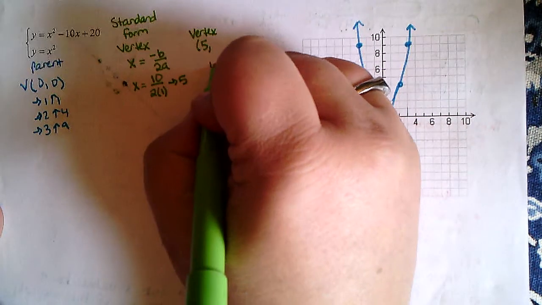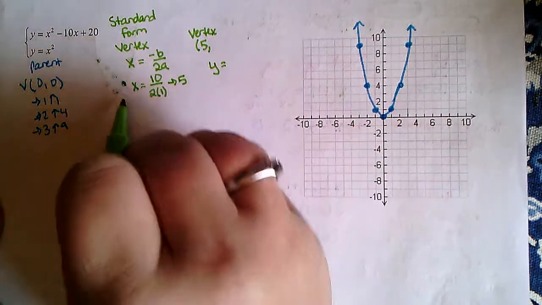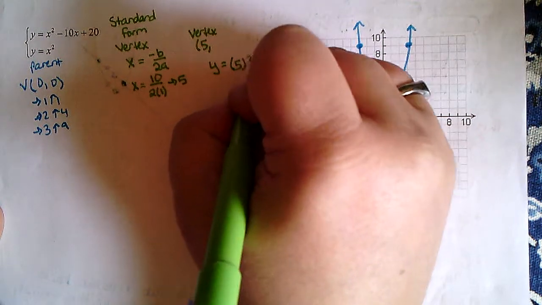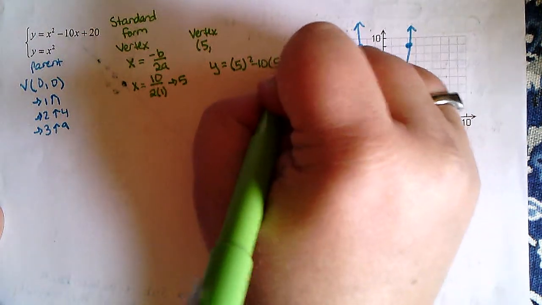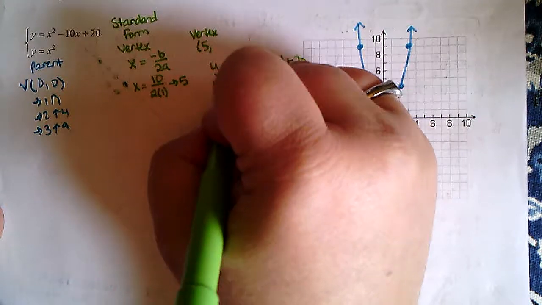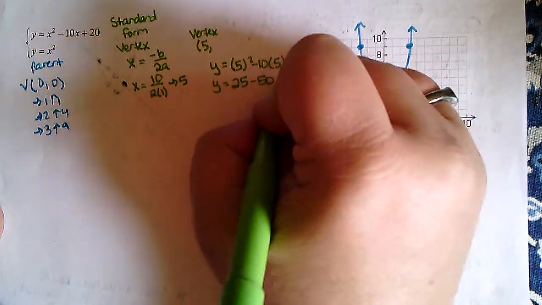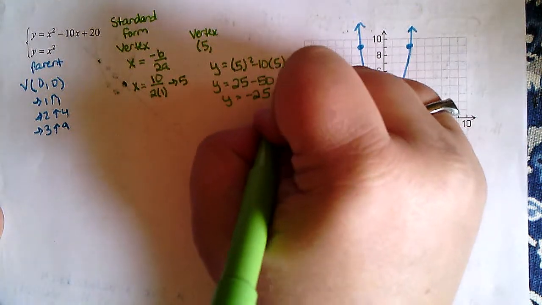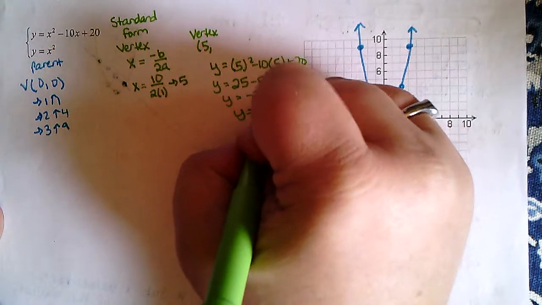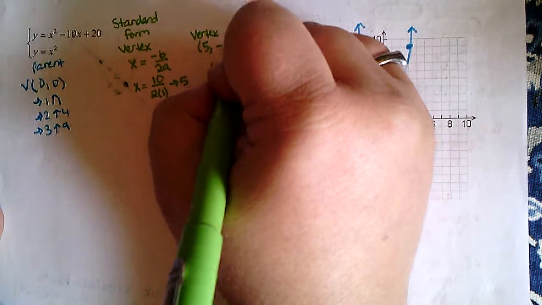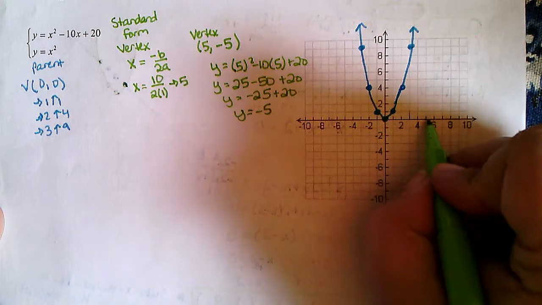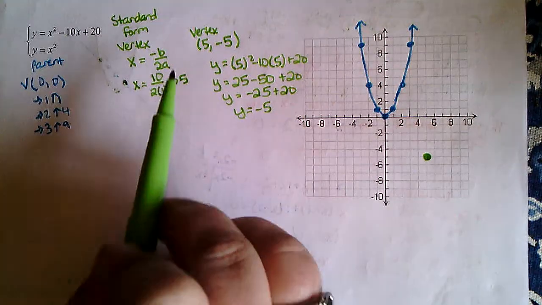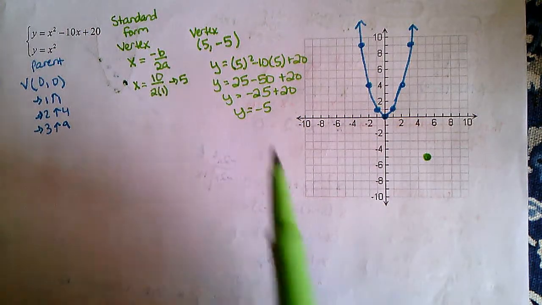I take this equation and I plug 5 in for the x's because I know x is 5. So it's going to be 5 squared minus 10 times 5 plus 20. So I'm going to have 25 minus 50 plus 20, which would give me negative 25 plus 20, so negative 5. So my vertex is at 5, negative 5. So that means I will go right 5 and down 5 because remember when you graph an ordered pair, you go right and left, then up and down.